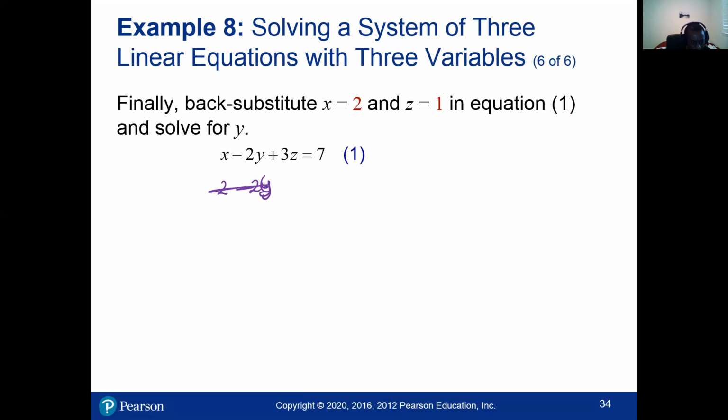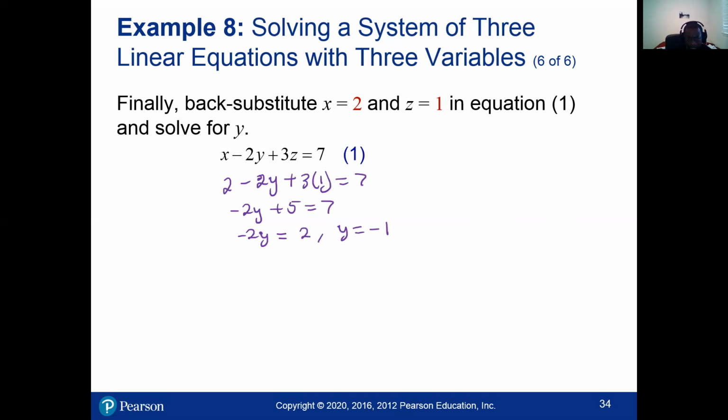Okay, let's do that. I was kind of rushing there. So you have, that is what? 2 minus 2y plus 3 times z, which is 1, equal to 7. And this gives me minus 2y, and then 2 plus 3 is what? Plus 5 is equal to 7. And then you have what? 2y is equal to 2. And so y, so minus y is equal to what? Negative 1. Okay, y is equal to negative 1.